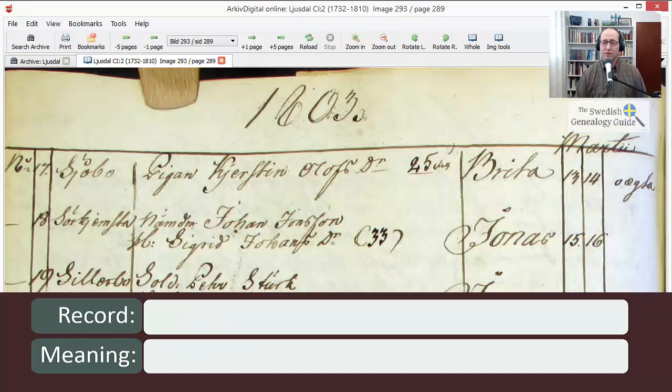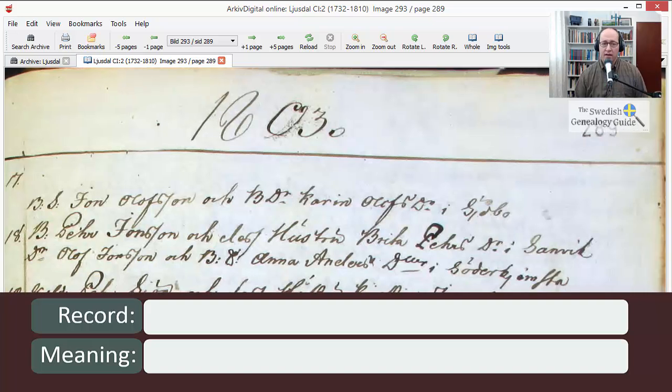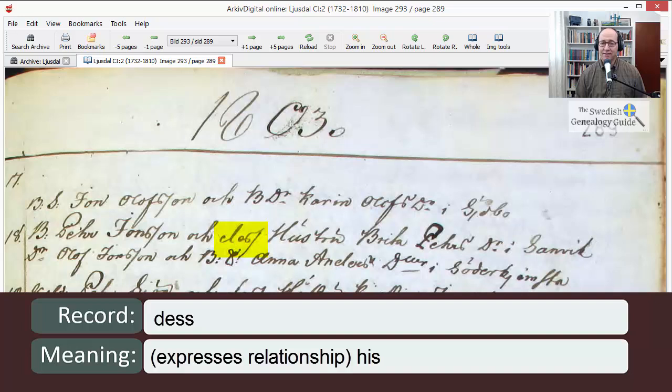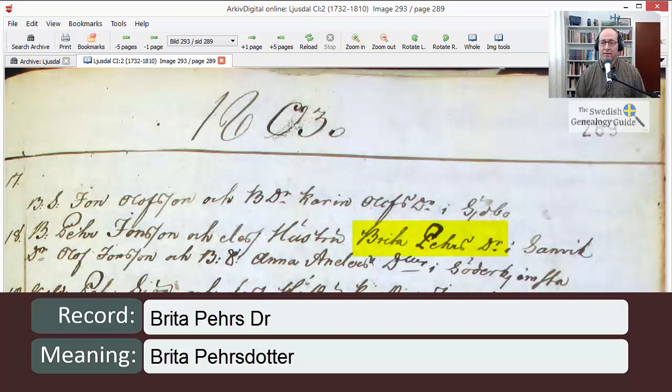So let's move over to the right side. So we continue on entry 18. Looking at the godparents, the first thing we see is an abbreviation. Well, this is a letter B. It stands for the word bonde, which means farmer. And his name is Per Jonsson. Och means and. Des means his. And then hustru means wife. And her name is Brita Persdotter.